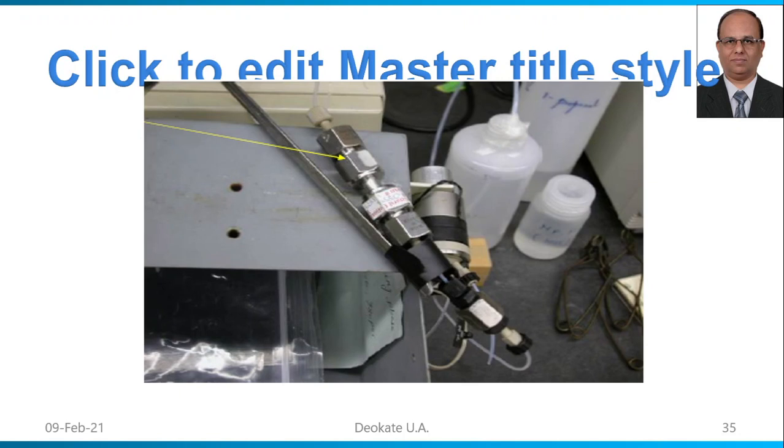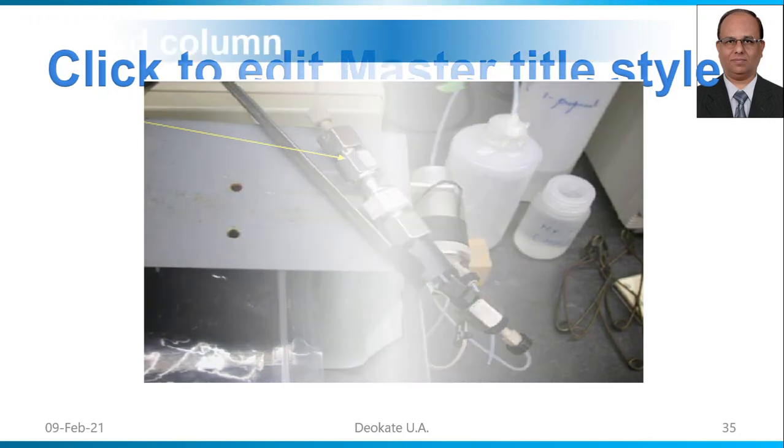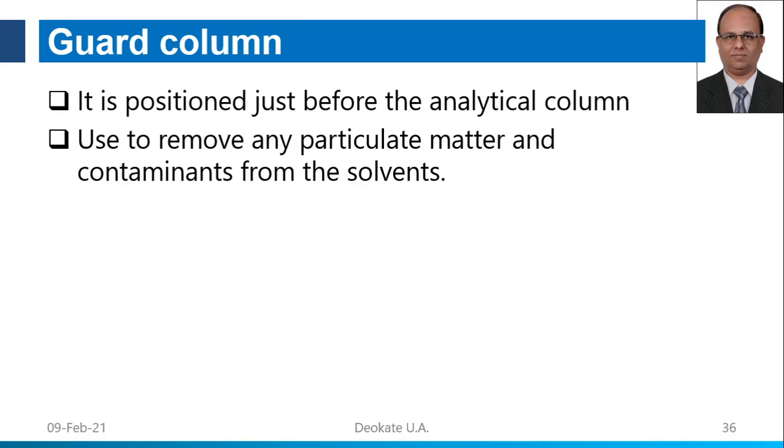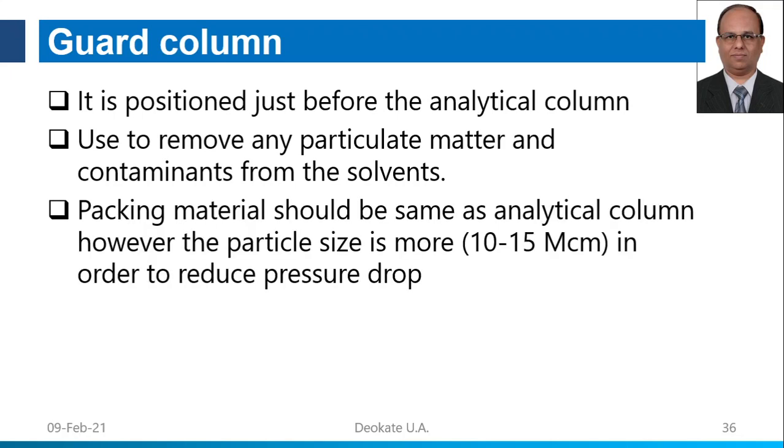So it is used as a protector which will prevent entry of your unwanted substances. So what is the guard column? It is positioned just before the analytical column. It is used to remove any particulate matter and contaminant from the solvent. Packing material should be same as analytical column. However, the particle size is between 10 to 15 micrometer in order to reduce the pressure drop.